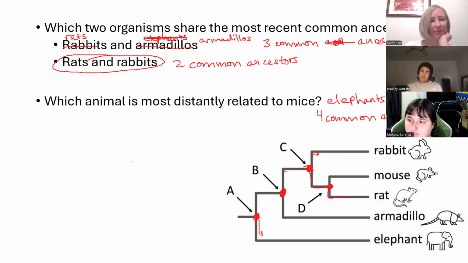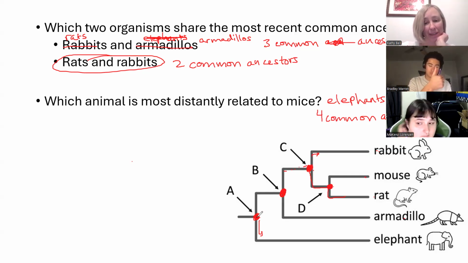Yeah. Okay, sorry, I had that one kind of screwed up. But okay, so you guys okay with that one? Working your way back and counting the number of common ancestors, figure out who's more closely related and who's more distantly related. Okay. All right, and then our last question.